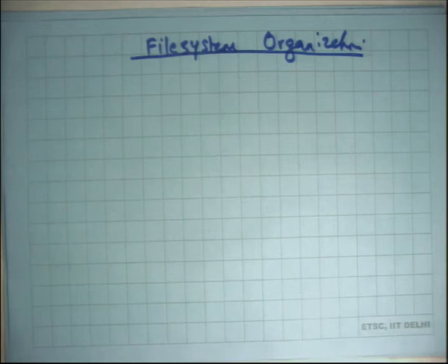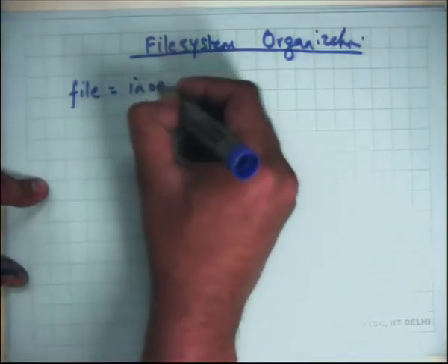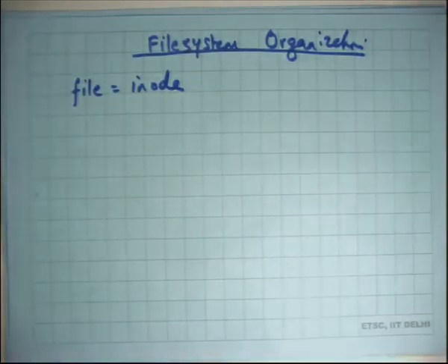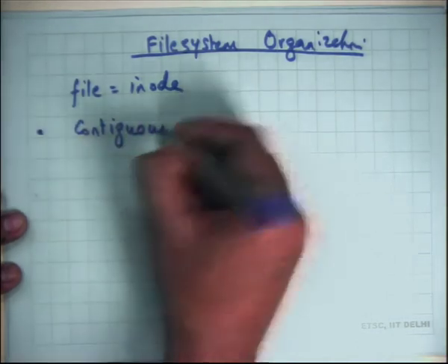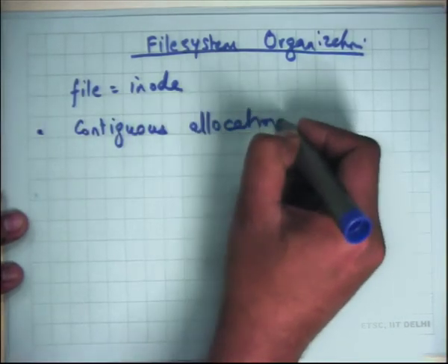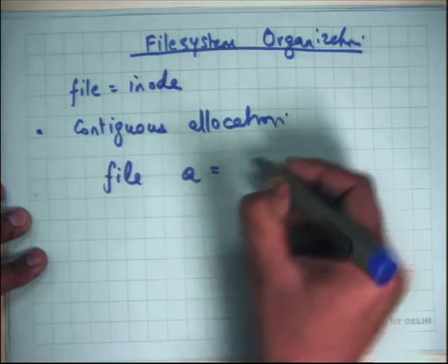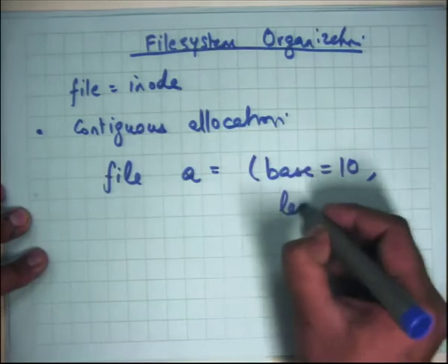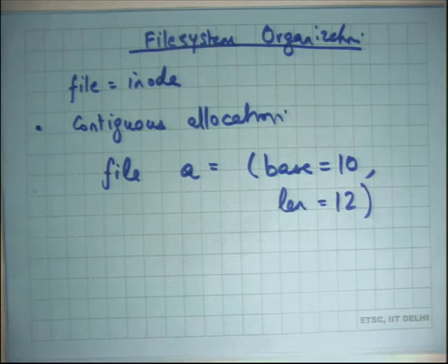By organized, I said that a file is represented by an inode, but then how should the data blocks be laid out? What should be the data structure that you use on the disk to store these files? So one option is what's called contiguous allocation, where file A has some base block, let's say 10, and a length. So here's a file which starts at base 10 and has 10 blocks.